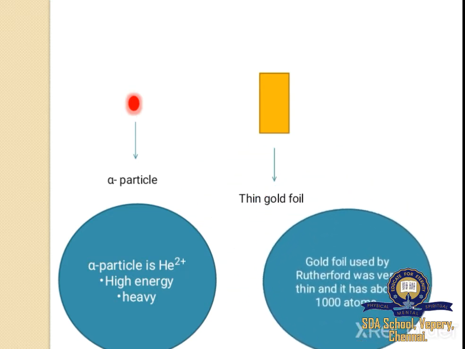Then he chose a thin gold foil because the gold foil that he used has about 1000 atoms of gold, which is very few compared to the atoms present in a small piece of paper. The fewer the number of atoms, the more precise the result will be.